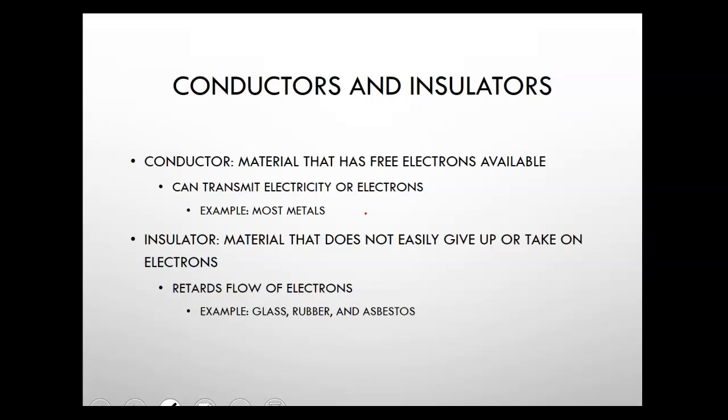So again, going back to conductors and insulators, conductor materials have free electrons available and they can transmit electricity through them. Most metals, again, insulators, we said examples of that are glass, rubber, asbestos, what have you. But think about the material. If it's carbon based, probably or most likely they are going to be an insulator.